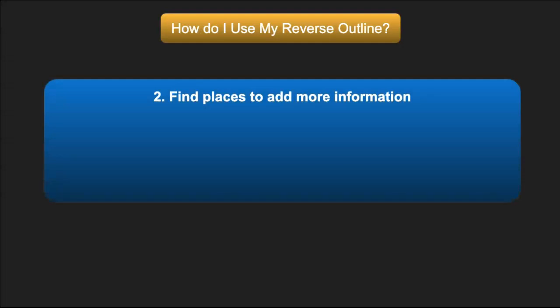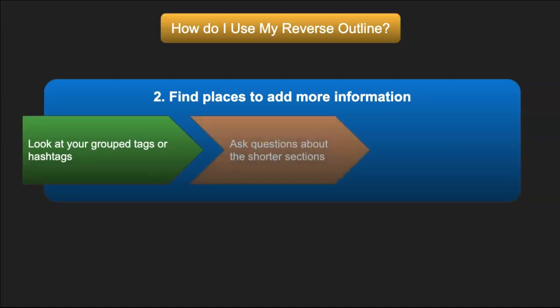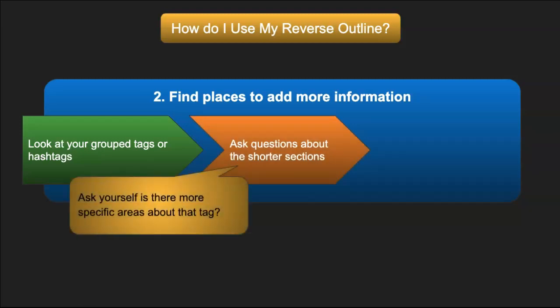So you can find places where you can add more information. Look at your group tags or hashtags to see areas that you're weak in. All right, ask questions about the shorter sections. Are there more specific areas about that tag that you need to talk about? Make a list and then go find more info.